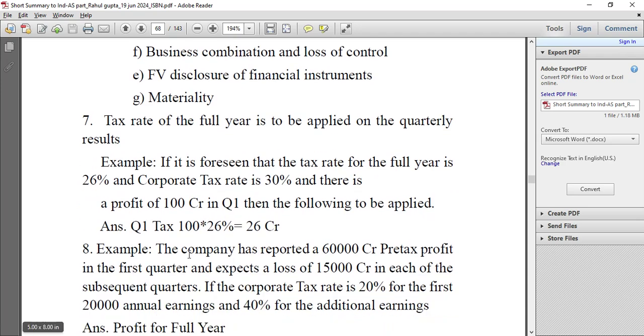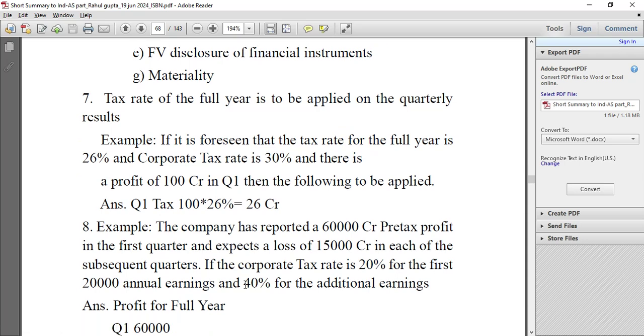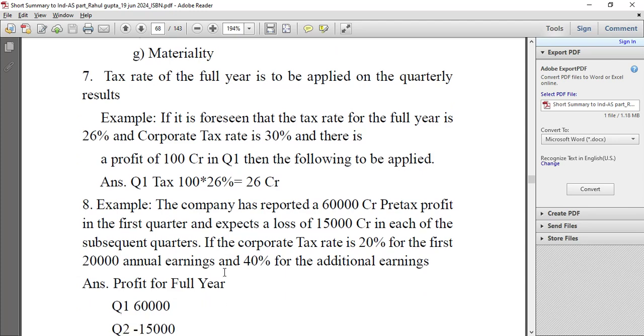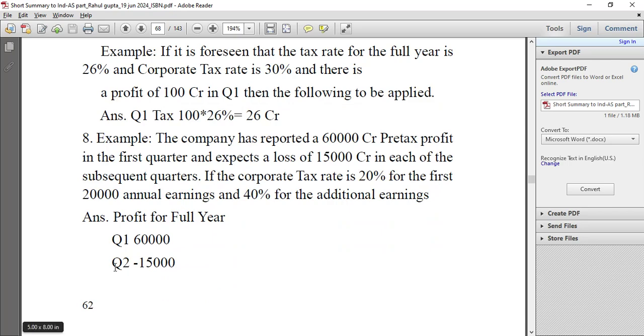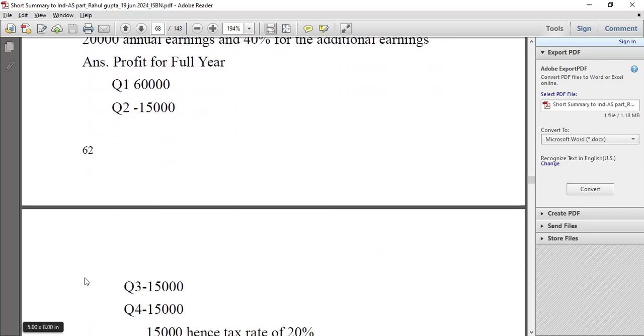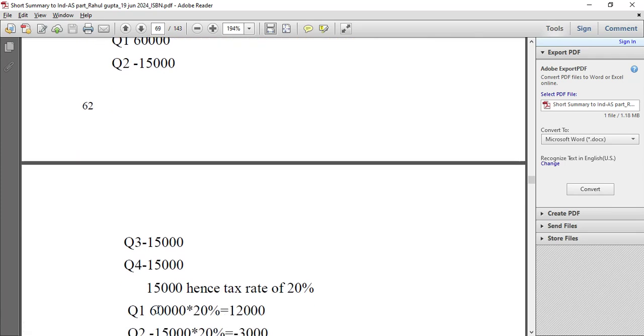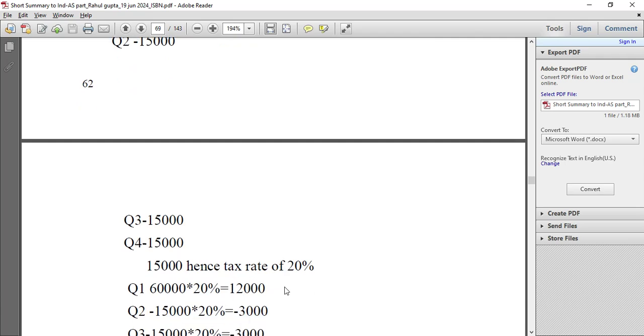Tax: 100 crore into 26%, that is 26 crore. Example: the company has reported a 60,000 crore pre-tax profit in the first quarter and expects a loss of rupees 15,000 crore in each of the subsequent quarters. If the corporate tax rate is 20% for the first 20,000 of annual earnings and 40% for the additional earnings, profit for the full year would be Q1 60,000, Q2 minus 15,000, Q3 minus 15,000, Q4 minus 15,000. Total profit on an annual basis will be 15,000, and tax rate of 20% would be applicable.